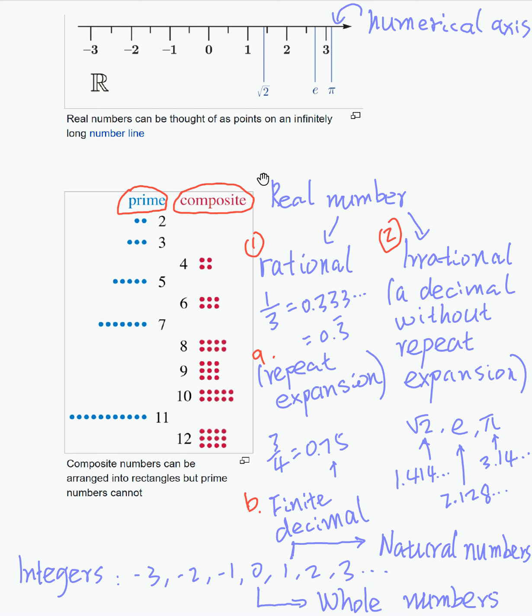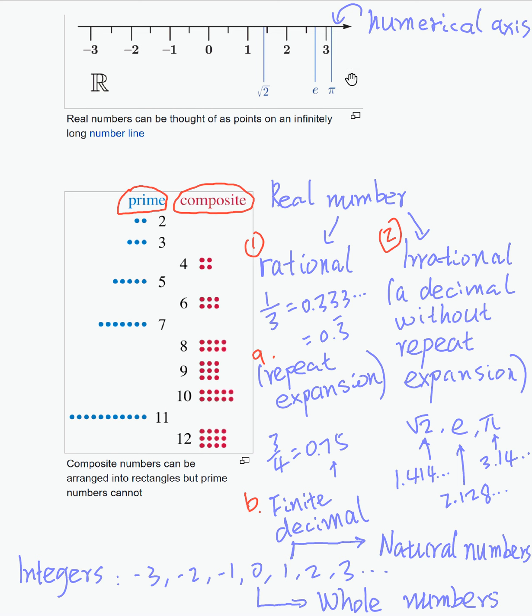In this video lecture, we will talk about real numbers. Before we do that, we want to see what's the meaning for numerical axis. The numerical axis concept is a very important step of the progress in mathematics. We associate every real number with a point on a number line.